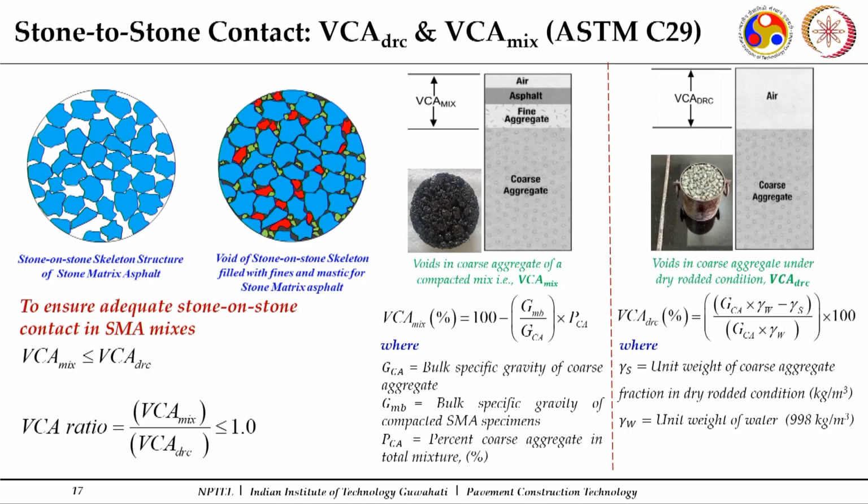Now this is how a skeleton looks, and there is one test which is usually done to ensure that good contact points exist between your coarse aggregate particles, which we call stone to stone contact. In stone matrix asphalt, it is important to ensure that there is good contact between the coarse aggregate particles, and for this a test is done where first only the coarse aggregates are dry compacted, and the voids in those dry compacted aggregates are checked. We call that voids in coarse aggregate under dry rodded condition.